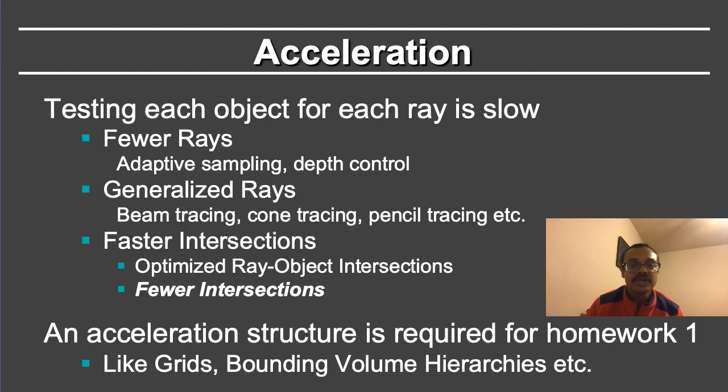Every modern ray tracer must have an acceleration structure. When I talk about acceleration structure, I mean a conventional ray tracing acceleration structure, such as a grid that we're going to be talking about now, or perhaps a bounding volume hierarchy. In fact, for homework 1 on the ray tracer, you are required to do an acceleration structure, and it will be very important for the rest of the course because the ray tracer can be very slow without an acceleration structure.